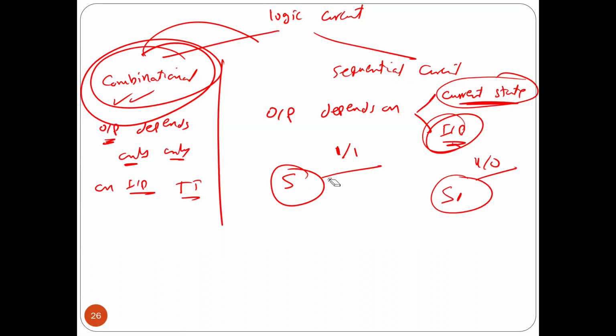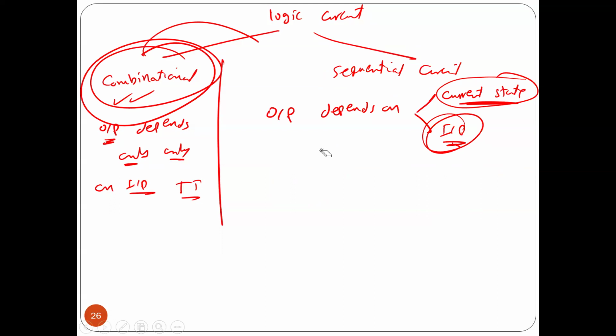But in a sequential circuit, the way I will explain it is that the system usually has states. And these states are related to flip-flops. If the circuit has only 1 flip-flop, that means I have 2 states, which are 0 or 1. So if the flip-flop is 0, this is a state. If the flip-flop is 1, this is the second state.